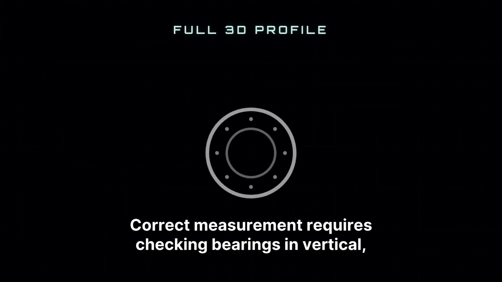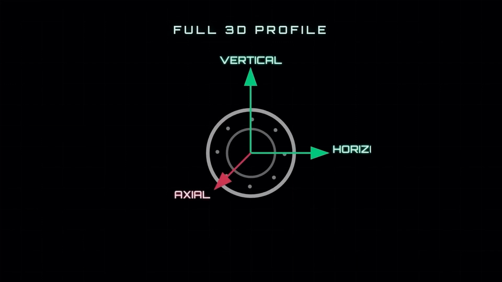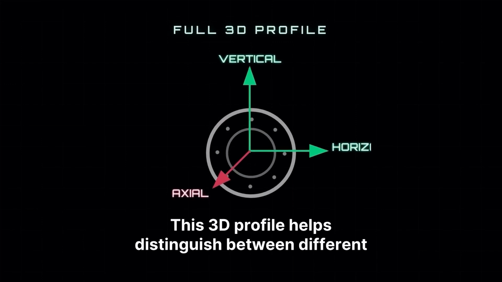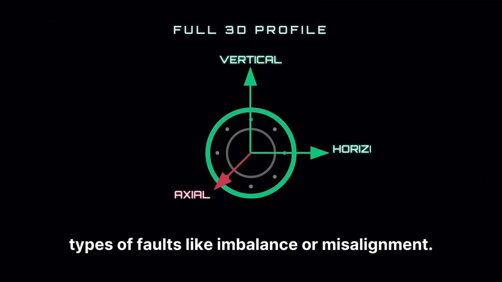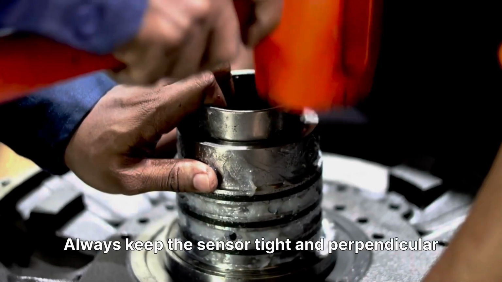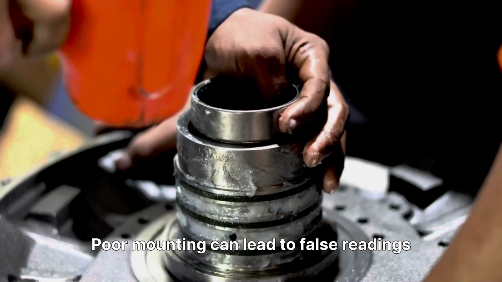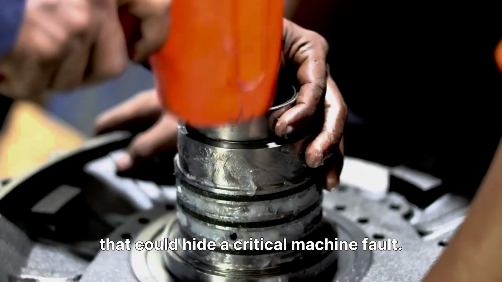Correct measurement requires checking bearings in vertical, horizontal, and axial directions. This 3D profile helps distinguish between different types of faults, like imbalance or misalignment. Avoid mounting on thin covers or loose brackets. Always keep the sensor tight and perpendicular to the surface. Poor mounting can lead to false readings that could hide a critical machine fault.